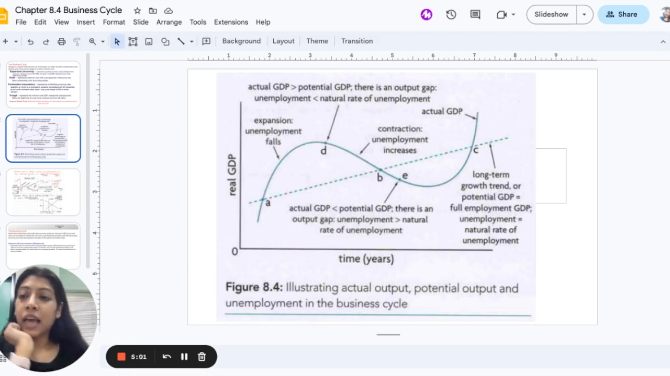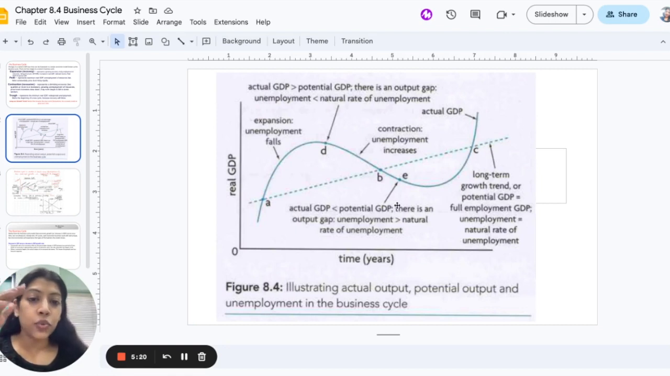And at the contraction phase, you can see the decrease in real GDP. You can see an increase in unemployment. You can see a decrease in the price level, right? Or a slowdown in the increase in the price level. Like the price level may be increasing, but really slowly.